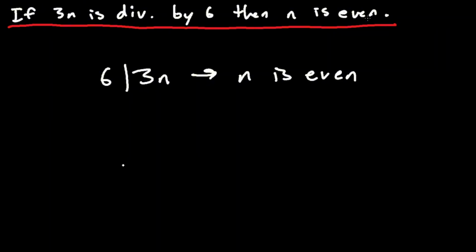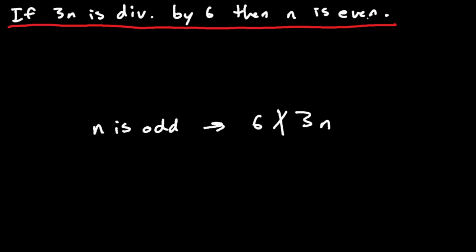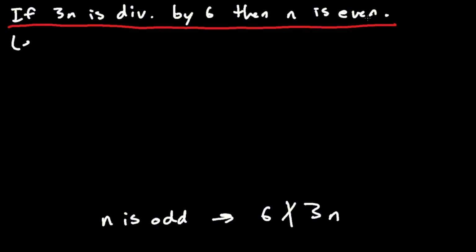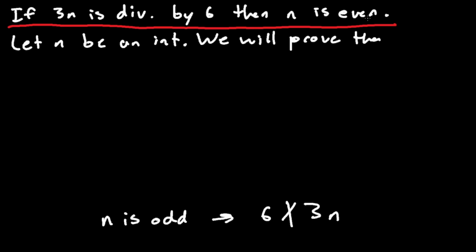Right? So let's go ahead and take the contrapositive. And the contrapositive is: if n is odd, then 6 does not divide 3n. All right, so we need to prove this statement here, and if we prove this contrapositive, then we prove the original statement. So let's go ahead and set up the proof. Let n be an integer, okay? And I'm not going to write down "for the sake of contrapositive" anymore. Let's write down, we will prove that if n is odd, then 3 times n is not divisible by 6.